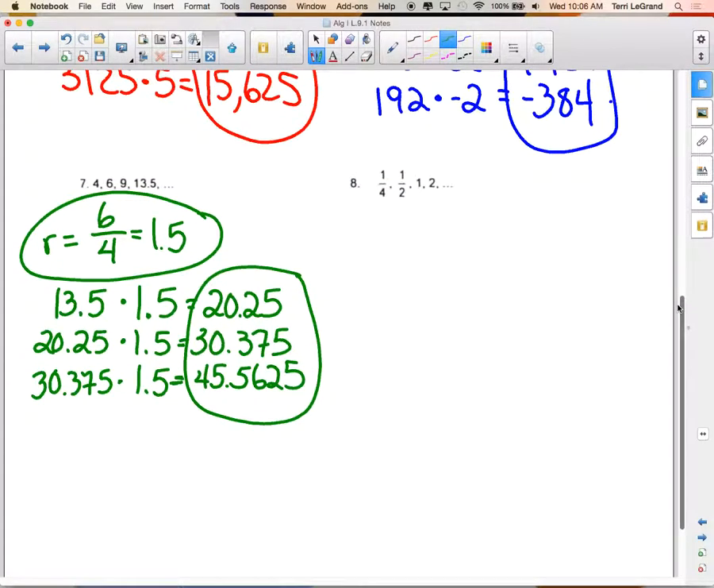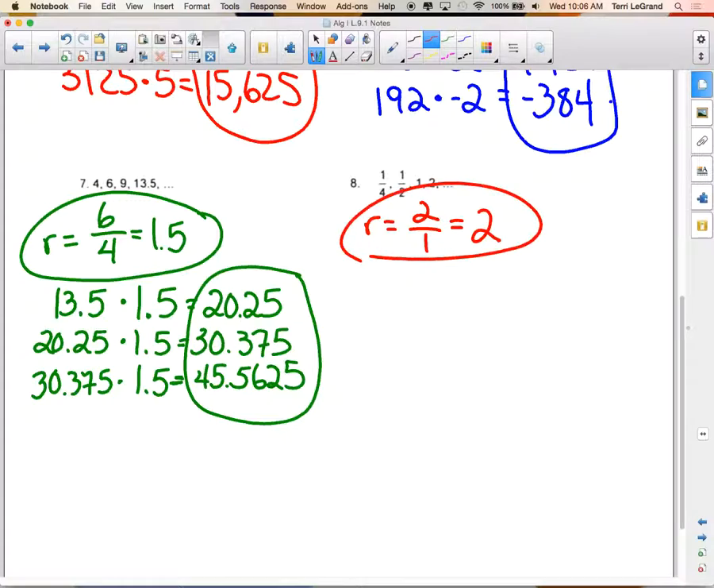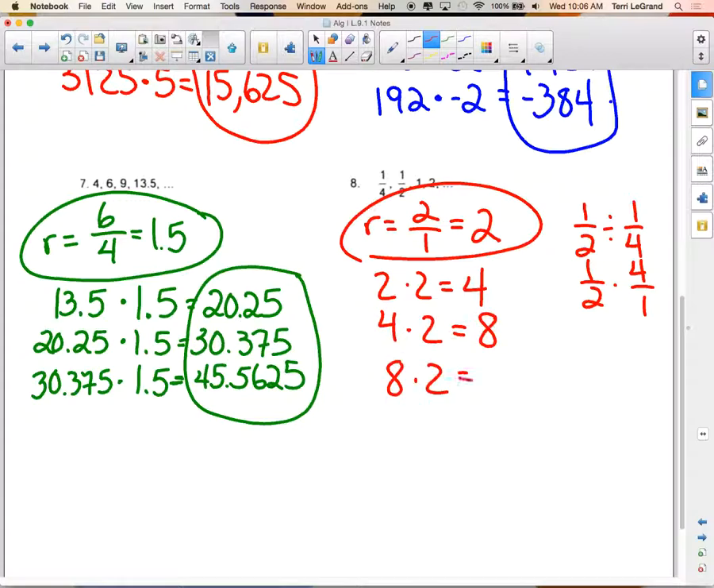Devin, would you pick in number 8 what ratio you want to set up for R? 2 divided by 1. You are such a good guy. 2 divided by 1 is 2. Of course, we could have done 1/2 divided by 1/4, same, but then we would have had to work a little harder. We would have had to change that to multiply by the reciprocal and so on. So Devin saved us. 2 times 2 is 4. 4 times 2 is 8. 8 times 2 is 16. That was easy. Not so bad after all.